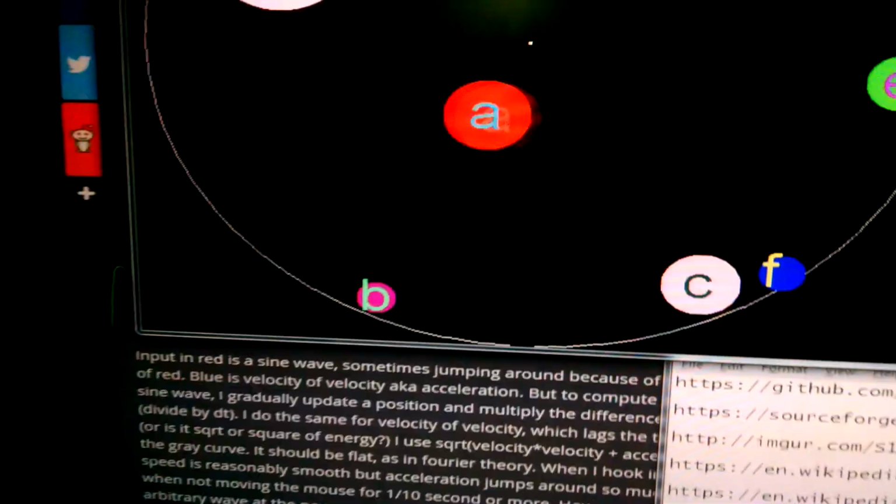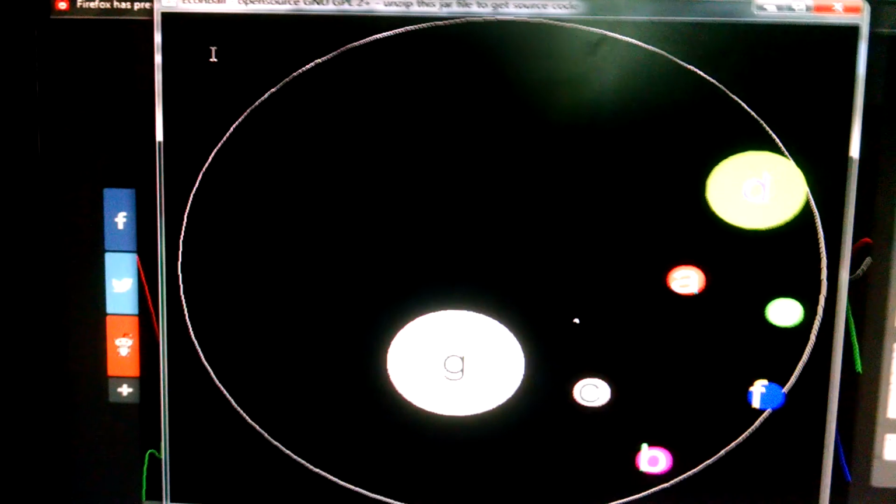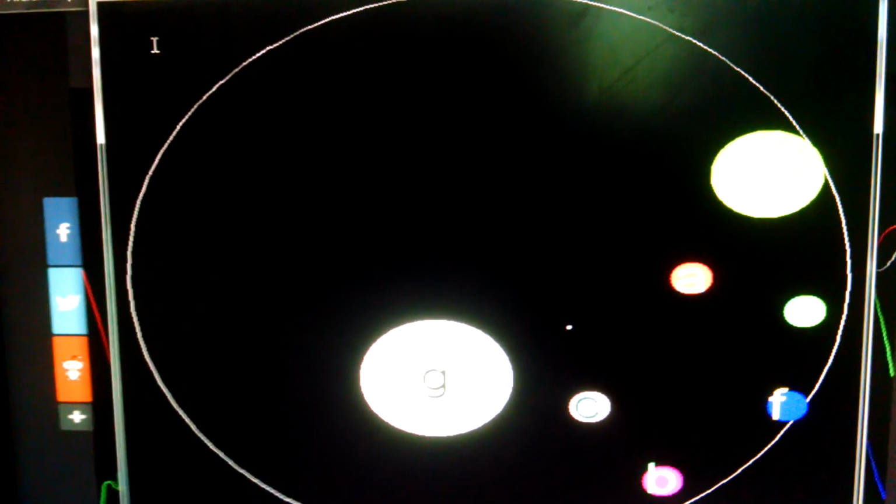You move the mouse to move the A ball and bounce around these. So let me know what you think, both about the game and the economic theory. There's more detail in the README on GitHub.